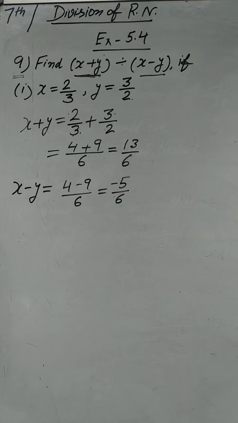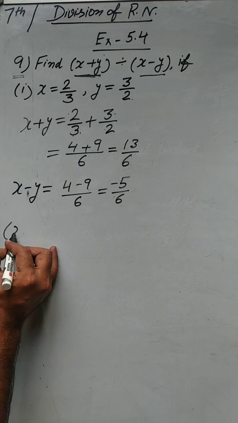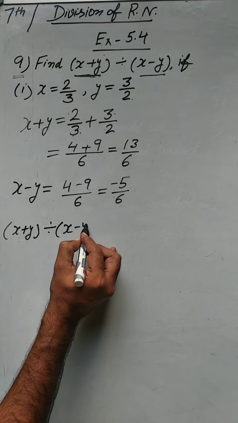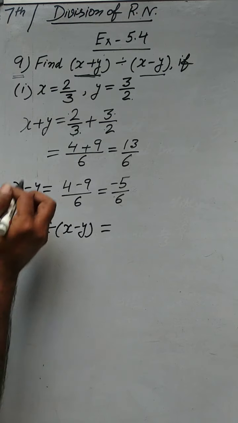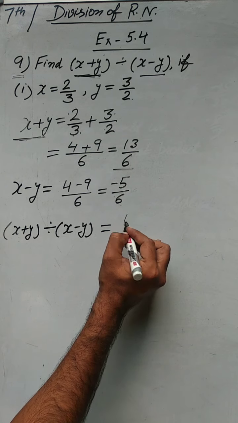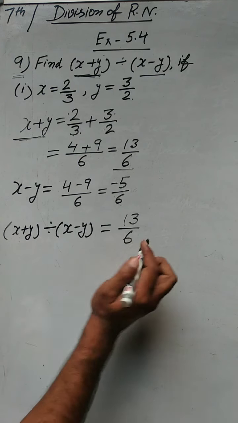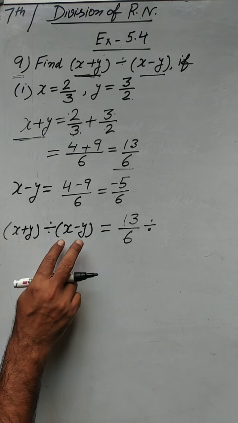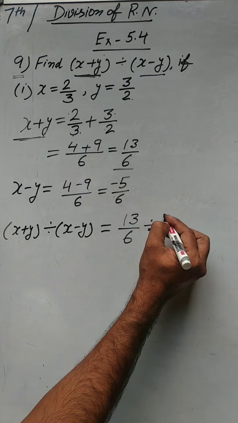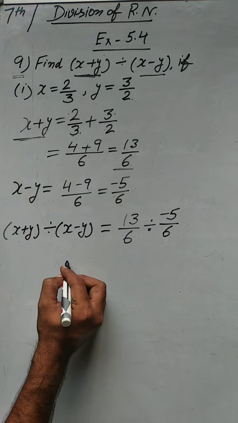Clear, beta? Understood? Now what we have to find? We have to find x plus y divided by x minus y. Now, beta, fill the value. X plus y, we have found, is equal to 13 upon 6. Fill here. Next is, beta, division, the sign of division. And x minus y we have found is equal to minus 5 upon 6. Understood, beta?